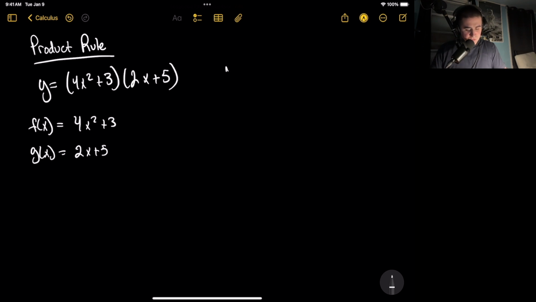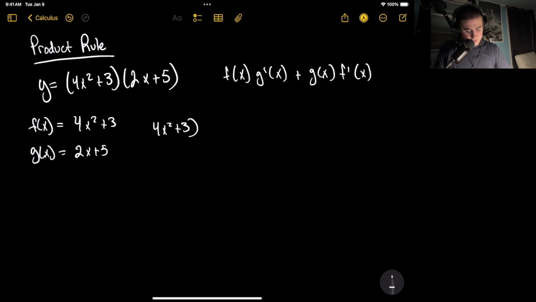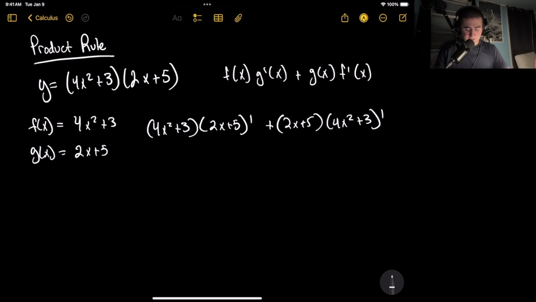So now we can use the product rule, that is f of x times g prime of x plus g of x multiplied by f prime of x. All right, so now we'll substitute that into that rule. We're first going to have 4x squared plus 3 multiplied by 2x plus 5 prime, plus 2x plus 5 multiplied by 4x squared plus 3 prime. Prime obviously meaning just to take the derivative.